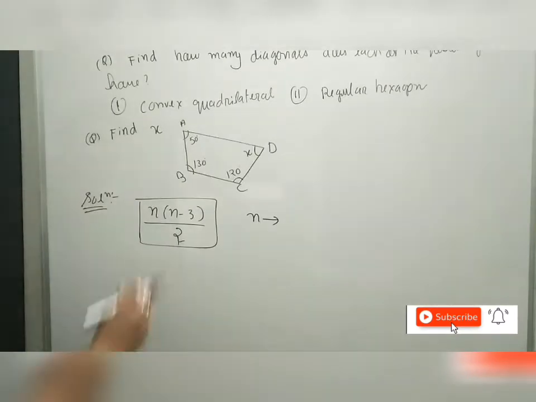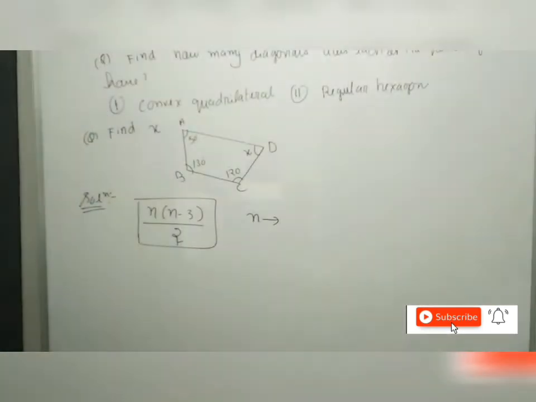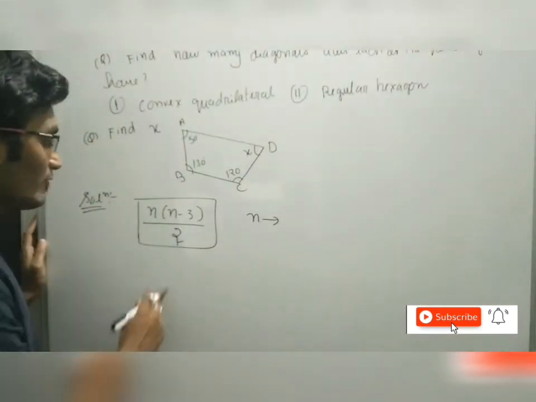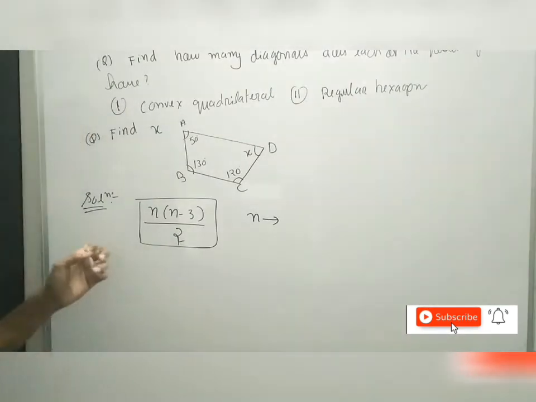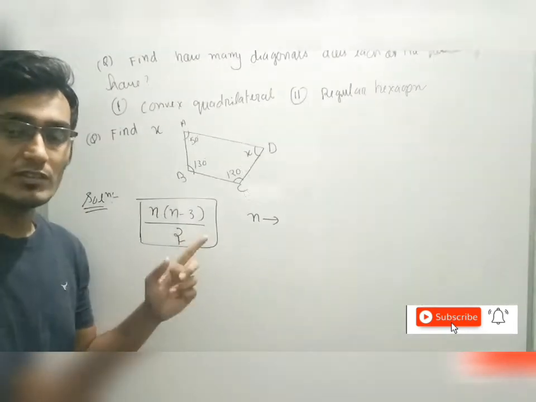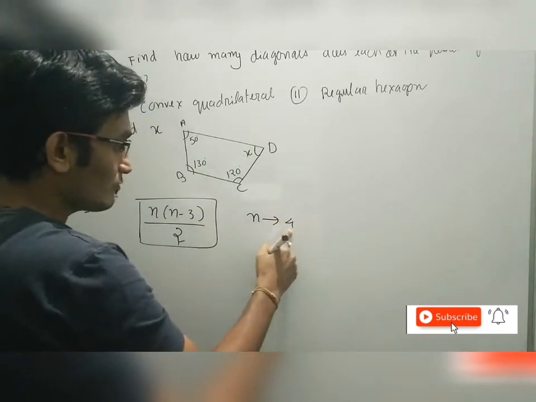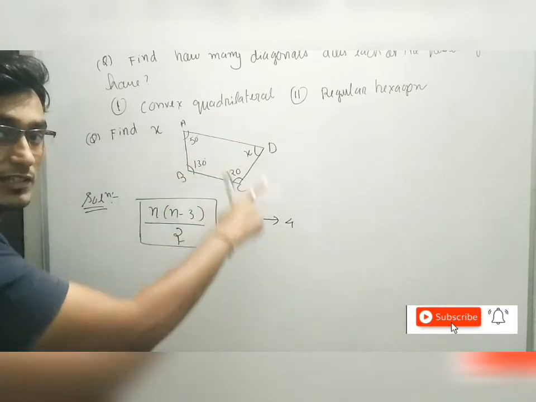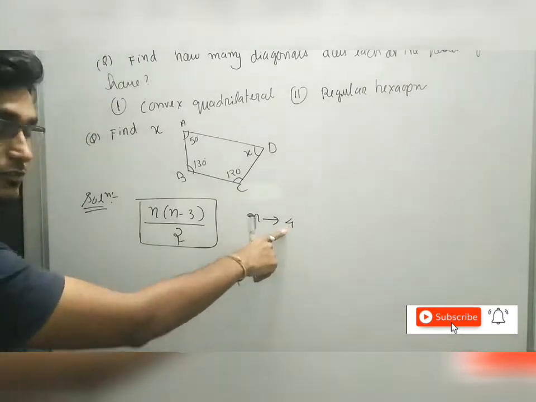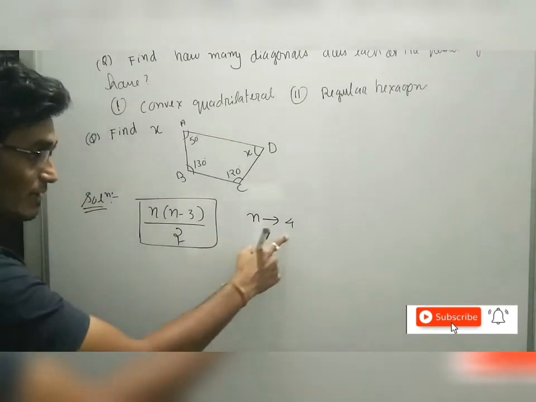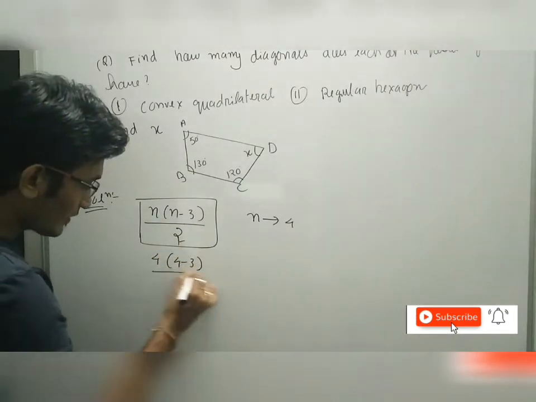Now let's move to the question. We have to find the number of diagonals for a convex quadrilateral. Quadrilateral means how many sides? 4 sides. I have already given the explanation: a quadrilateral is a polygon having 4 sides. So in a convex quadrilateral, the value of n should be 4. That means instead of n, we put the value 4. After replacing, 4 into (4 minus 3) divided by 2.